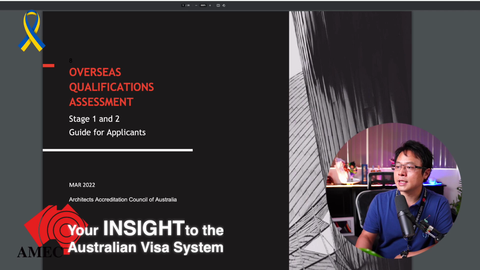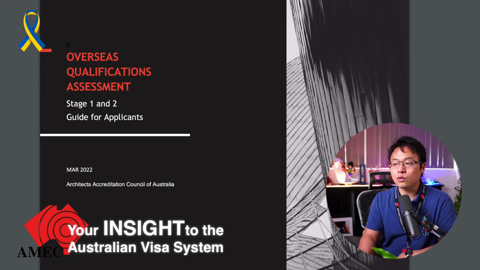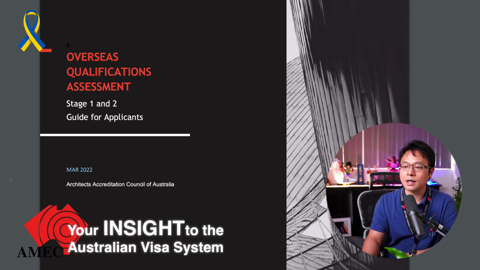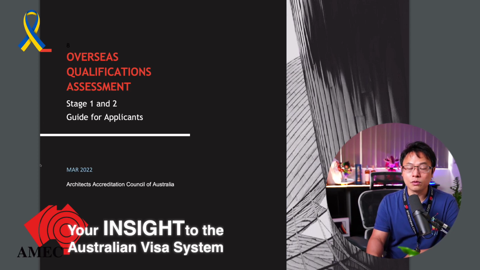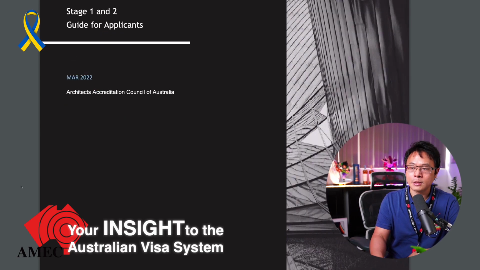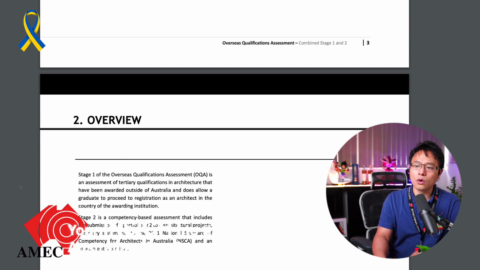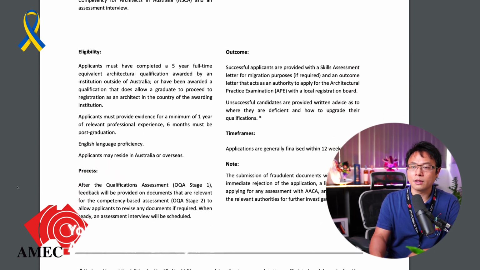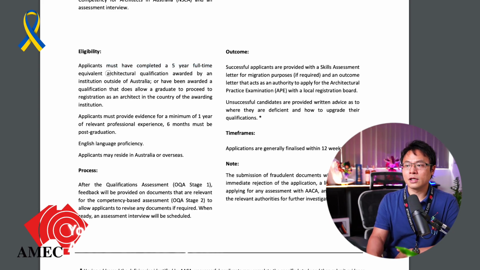Okay, so once you get in here, you'll be able to find this document, which I'm going to go through right now, and it's the most updated one. As you can see, it just came out in March 2022, where they call it stage 1 and 2. Anyway, they should just call it overseas qualification assessments. There are 2 stages, because the first stage is going through your qualifications. Now, that's pretty obvious. So the eligibility that I'm going to go through is that you must have completed a 5 years full-time equivalent architectural qualification.